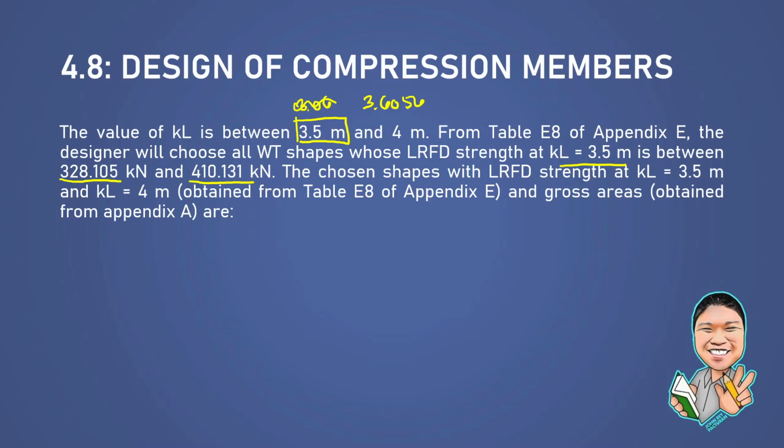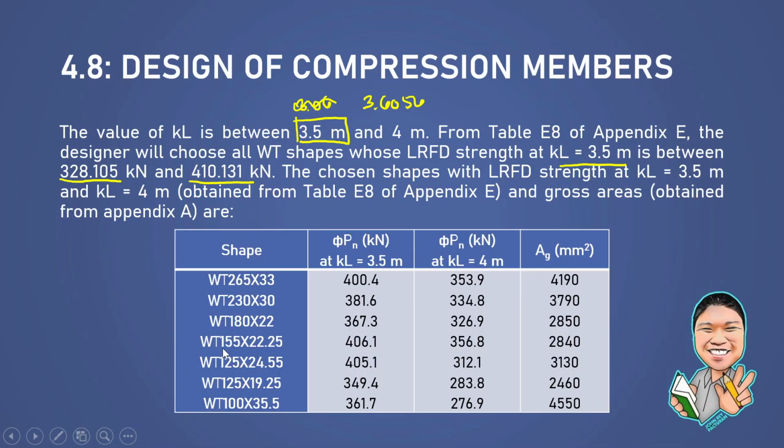So, the chosen shape with LRFD strength at KL equals 3.5 and 4 meter, kailangan ko din isama yung 4 meter sa table and yung gross area. So, ang titingnan nyo lang sa table natin, class, no? Ulitin ko, ang titingnan nyo lang is itong 3.5. Kung yung value ba dito ay between 328.105 at the same time 410.131. The rest, i-ignore nyo na. Itong 4 meter, wag nyong isama.